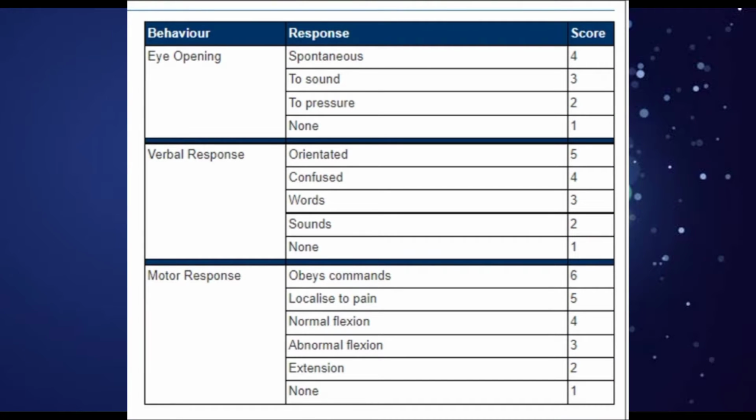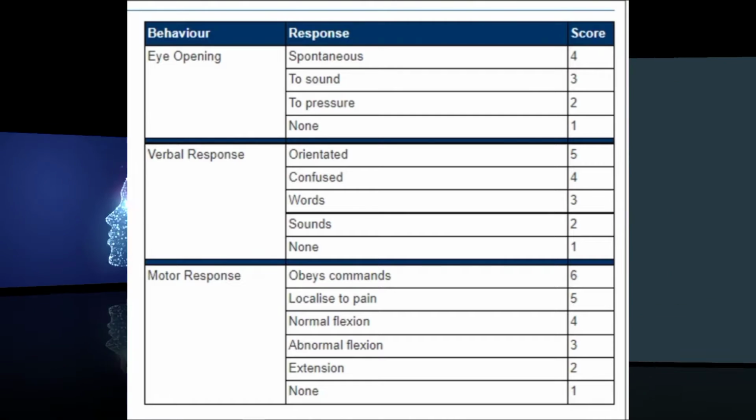Shown here is the tool used to assess the level of consciousness of a patient, which is the Glasgow Coma Scale. This tool is used at the bedside in conjunction with other clinical observation, and it allows us to have a baseline and ongoing measurement of level of consciousness for our patients.